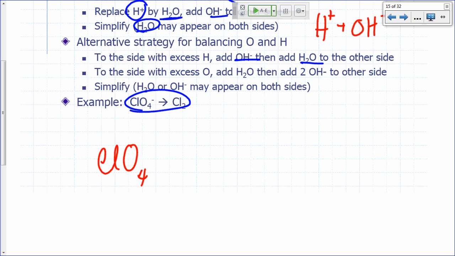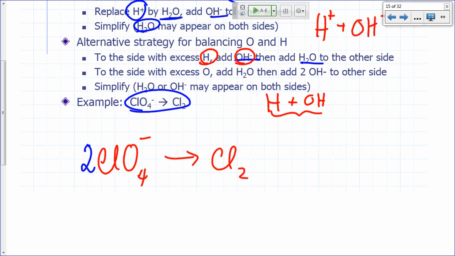Okay, so here you have ClO4 minus gives you Cl2. What should I do here? First step, balance all atoms besides oxygen and hydrogen. So I need 2 chlorines, right? And the next step is this. To the side with excess hydrogen, you add hydroxide. Why? Because that excess hydrogen, combined with hydroxide, will give you water on the other side. See? So do I have any excess oxygen here? I don't, so I can't use that. So let's go on to the next step right here.